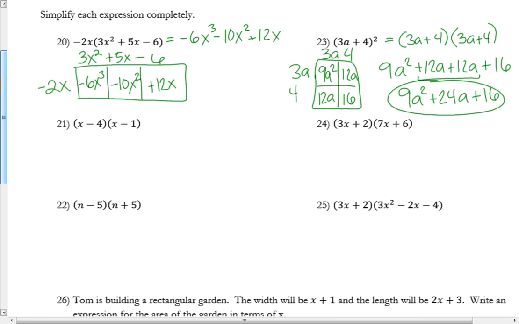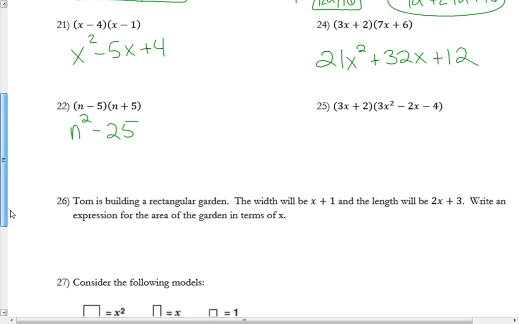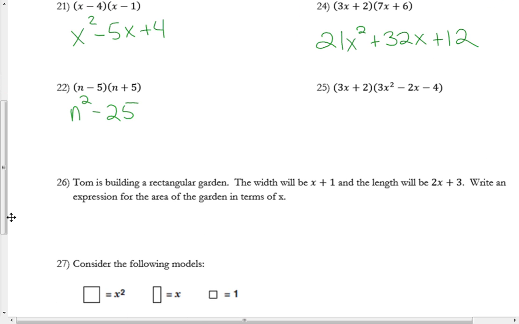Number 21, you're going to use the same area that we used in 23, and you're going to end up with x squared minus 5x plus 4 after you combine your like terms. In 24, you should end up with 21x squared plus 32x plus 12. In 22, you should end up with n squared minus 25. If you do 22 correctly, your like terms in the middle should be negative 5n and positive 5n, so they will cancel out.